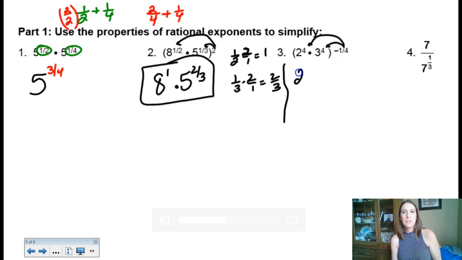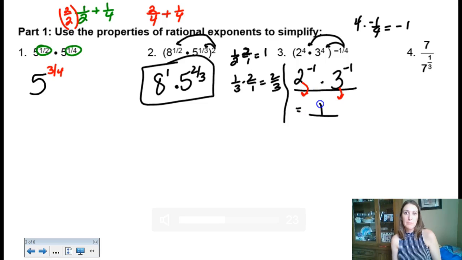So this is going to become 2 to the 4 times negative 1/4 is going to be negative 1. And then same thing here, 3 to the negative 1 when I multiply those. But this would not be a good enough answer because anything with a negative exponent means that that base is on the wrong side of the fraction bar. So the 2 to the first and the 3 to the first are both going to move. I have nothing left in my numerator, so I'm going to use 1 as a placeholder. And then you can say 2 to the first times 3 to the first, or you could even take this all the way to say 1 over 6.